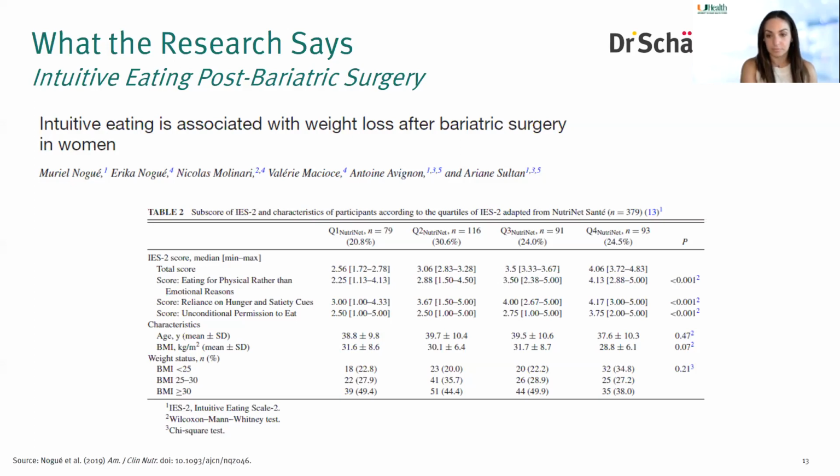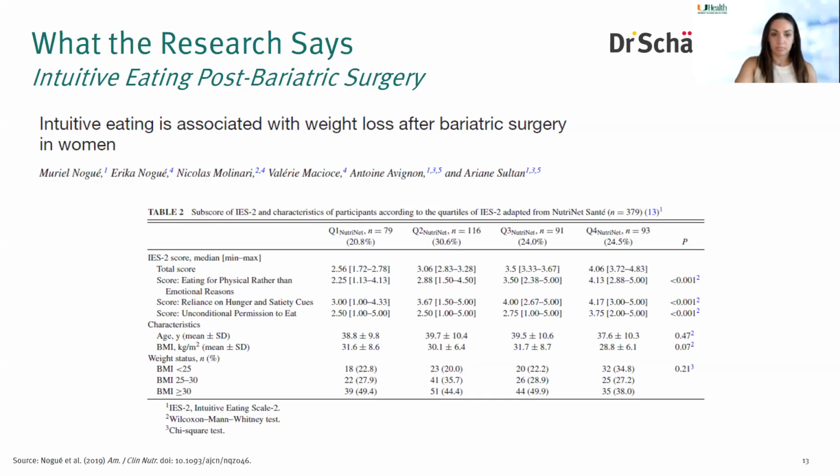So this was a cross-sectional study that used a self-administered questionnaire and targeted women who had undergone bariatric surgery. Intuitive eating was again assessed with that same IES-2 questionnaire. And the surgical procedures varied. So most of the participants had the adjustable gastric band or sleeve gastrectomy, and around 40% had undergone gastric bypass. So important to note the vast majority of participants had undergone the surgery in the past 3 years, so they were fairly new in their post-recovery life.